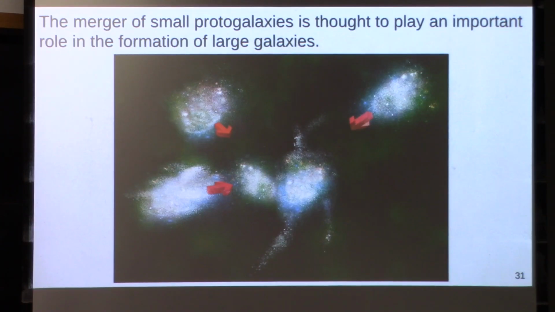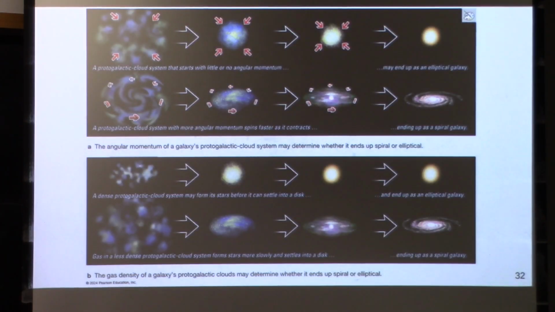So the merger of small proto-galaxies is thought to play a role in the formation of large galaxies. We have galactic cannibalism. Galaxies are cannibals. They like eating other galaxies. We have ample evidence that our Milky Way is quite the cannibal. We see streams of stars that appear to be from galaxies that our Milky Way swallowed. It ate them. And so then the question is, well, why do we have ellipticals versus spirals?